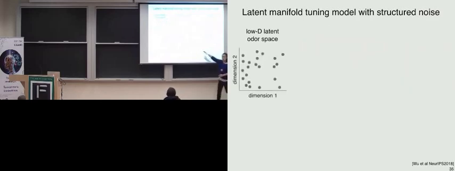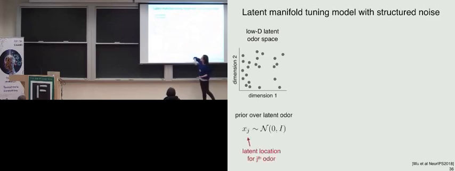Okay, I'll start from the latent space again. So we have the low dimensional odor space, here a 2-dimensional one, for example. Each dot here represents one odorant. We also put some prior over the latent odor location. Since we don't assume dynamics or temporal dependency, they're just static values with a standard normal prior. It doesn't have to be fancy, it's just a normal prior.